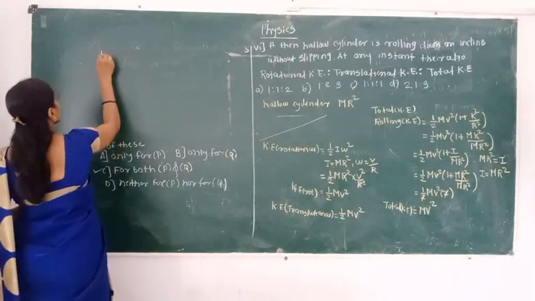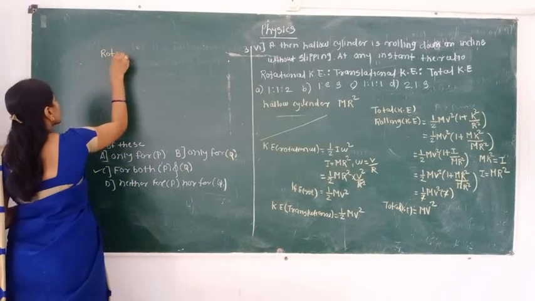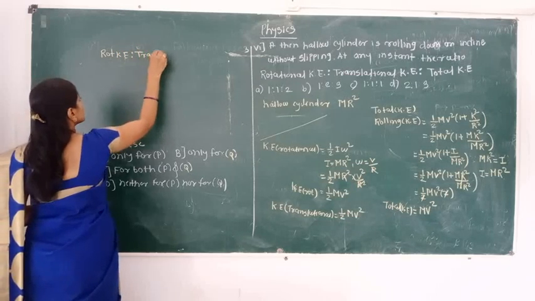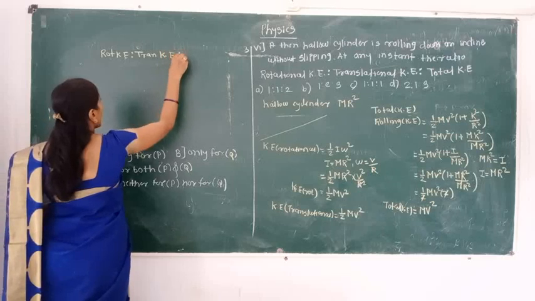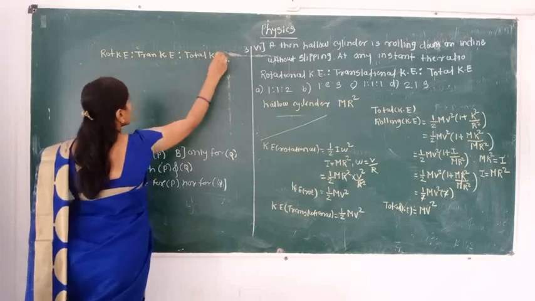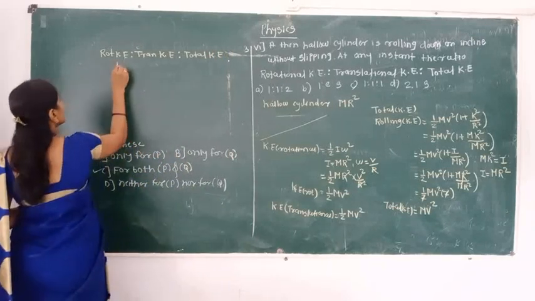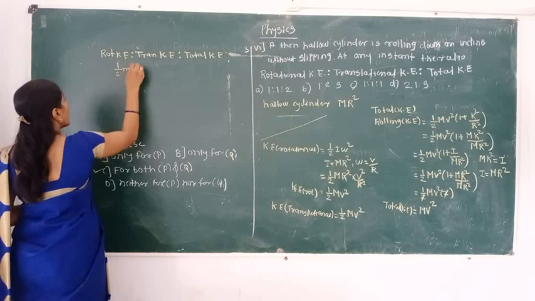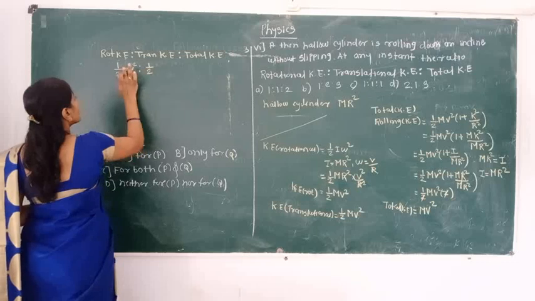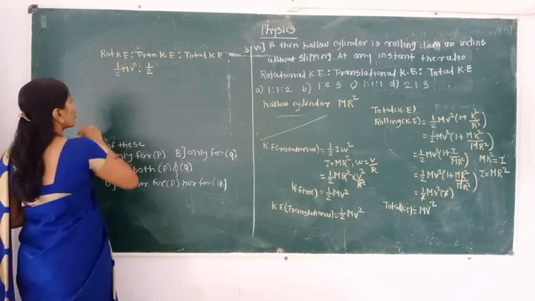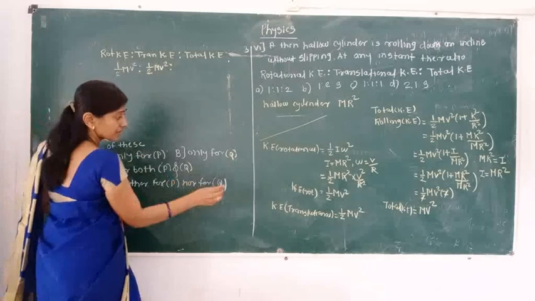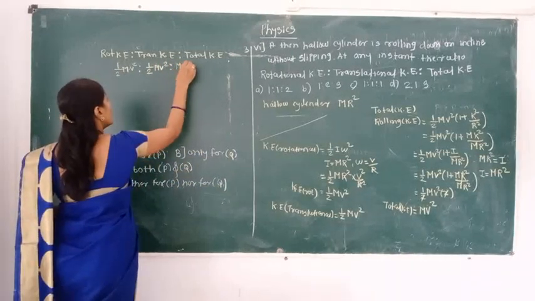So here, the ratio of rotational kinetic energy to translational kinetic energy to total kinetic energy. By putting this value here, we will get 1/2 mv square. The ratio is there. Next is 1/2, whether you take capital or small, no problem. It is 1/2 mv square as to the value of the last, which is mv square.